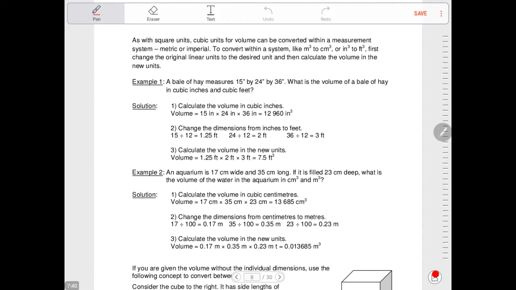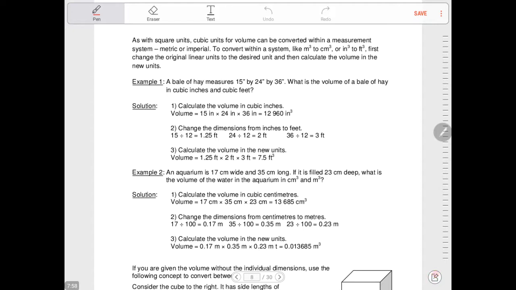Now, we'll keep going here. As with square units, cubic units for volume can be converted within a measurement system, metric or imperial. To convert within a system like meters cubed to centimeters cubed or inches cubed to feet cubed, first change the radial. Okay, that's getting really wordy here now. So let's do an example and we'll see what we mean.